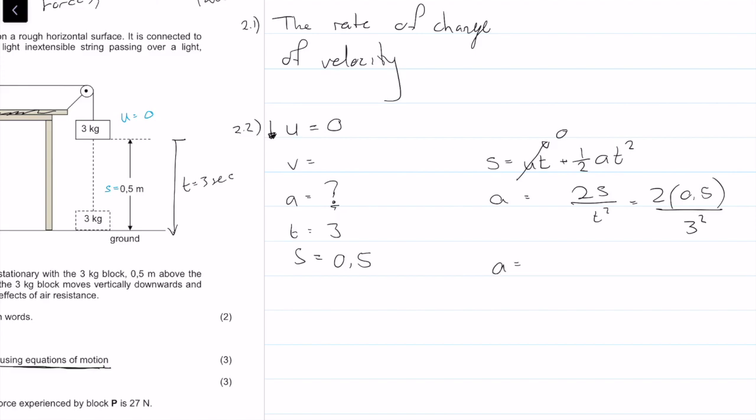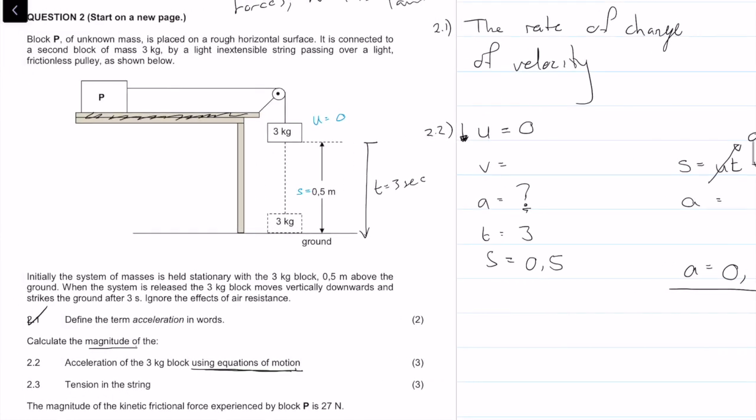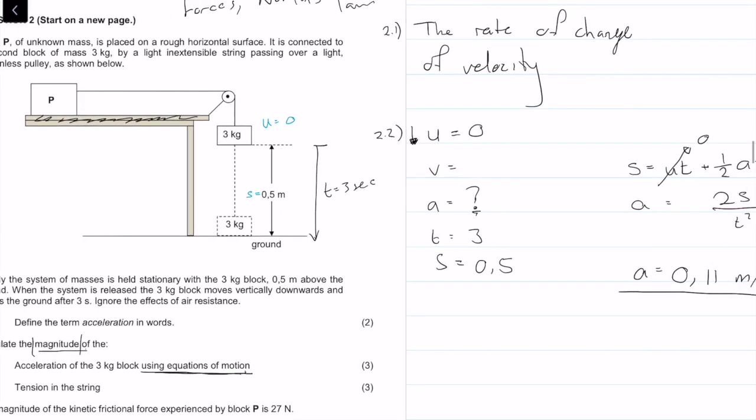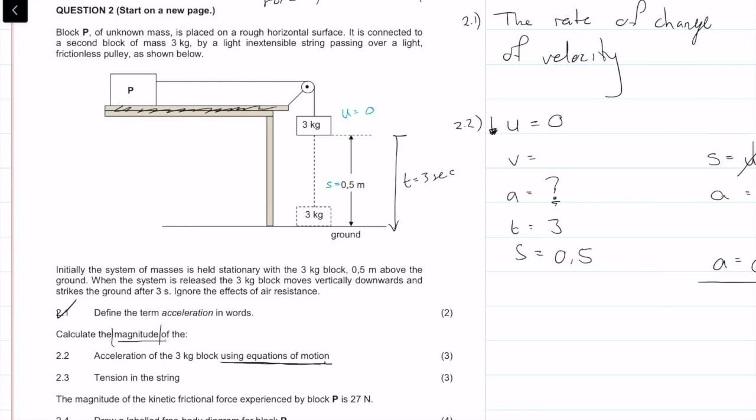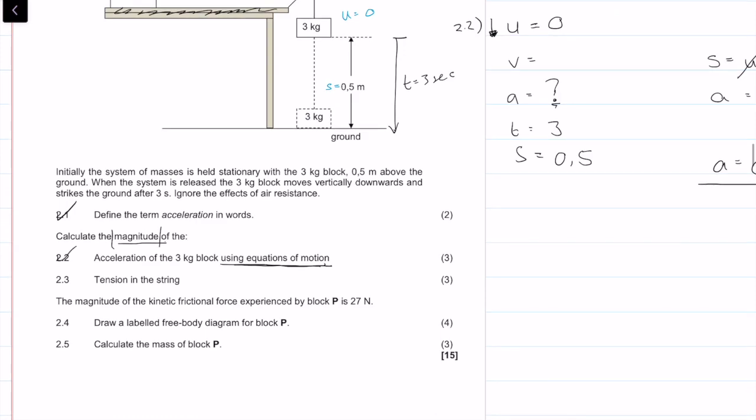And if we plug that into our calculator, we get a value of 0.11 meters per second squared. Okay, and that's our acceleration. And once again, they only want the magnitude, so we don't have to care about the direction, but if we did, the direction would be downwards. Okay, so we get 3 marks, quite generous there.